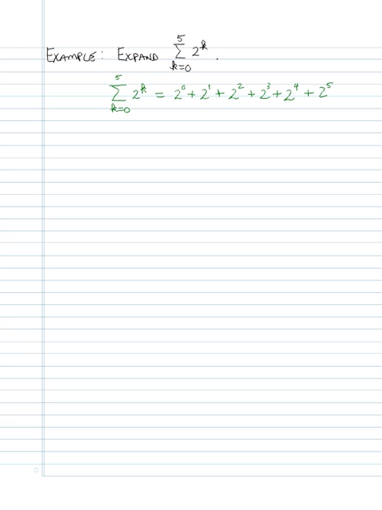Now, I don't know what that sum is, but let's just write down the results of each of those exponents. 2 to the 0 is 1. 2 to the first power is 2, 2 to the second power is 4, 2 to the third power is 8, 2 to the fourth power is 16, and 2 to the fifth power is 32. Actually, I believe we get 63 there. I may be wrong. You might want to check me. But that wasn't the important part. The important part was the idea of expanding.